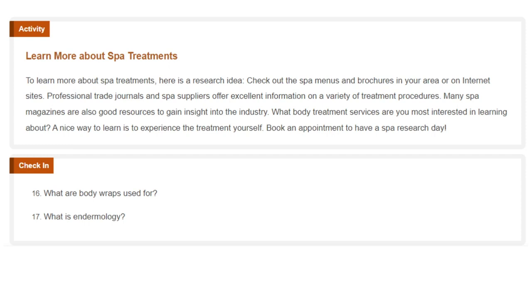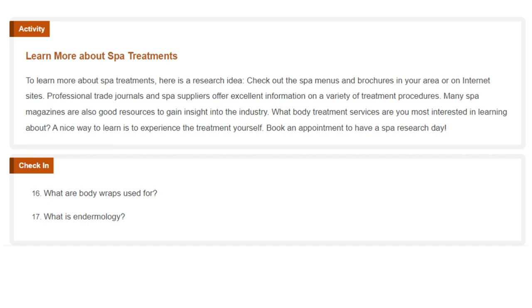Activity. Learn more about spa treatments. To learn more about spa treatments, here's a research idea. Check out the spa menus and brochures in your area or on internet sites. Professional trade journals and spa suppliers offer excellent information on a variety of treatment procedures. Many spa magazines are also good resources to gain insight into the industry.